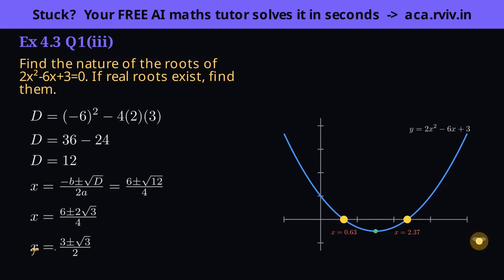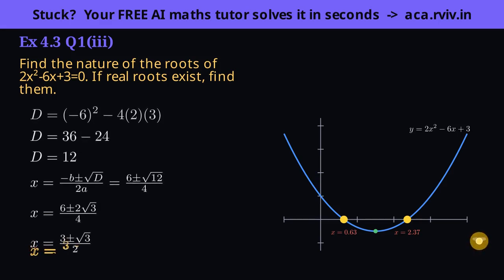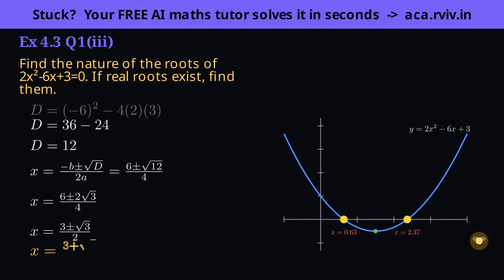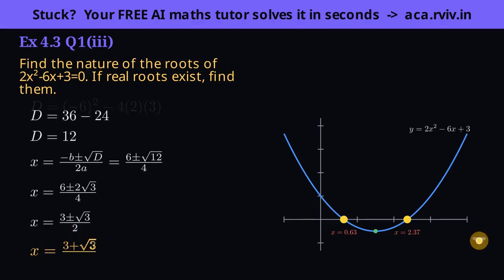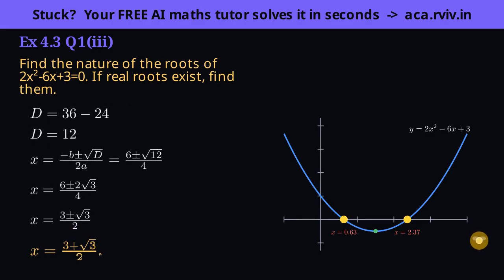So the three cases are now complete across these questions. Negative D gave none, zero D gave one, and here positive D guarantees two distinct real roots, delivered by the plus and minus branches of the formula. Notice we only bothered to solve once D told us real roots existed.